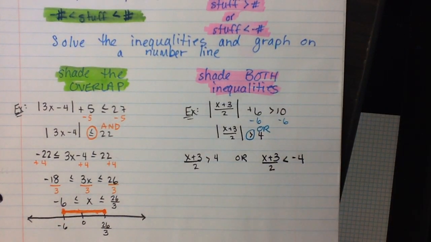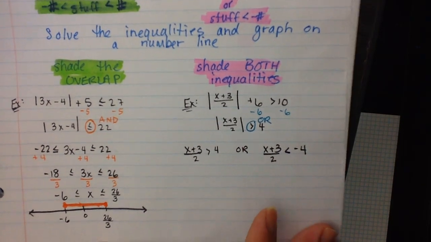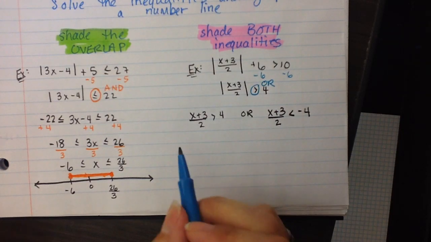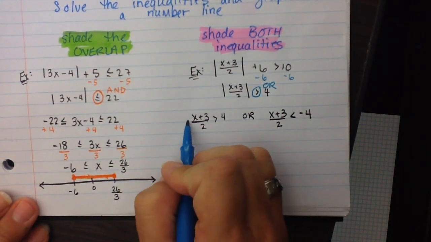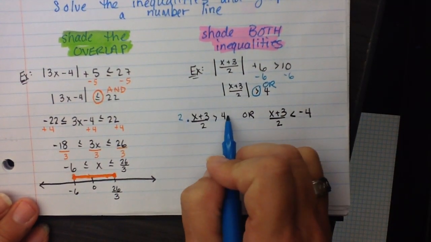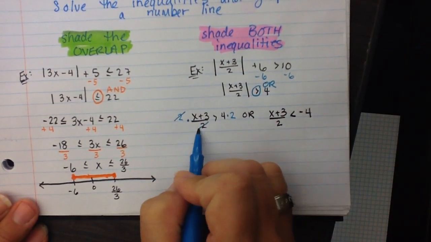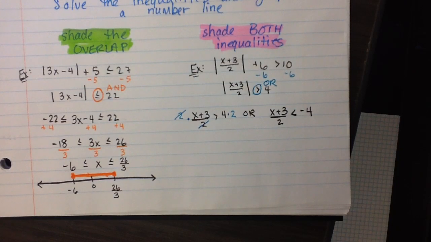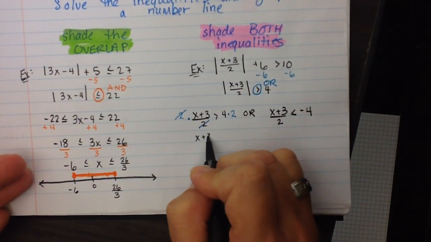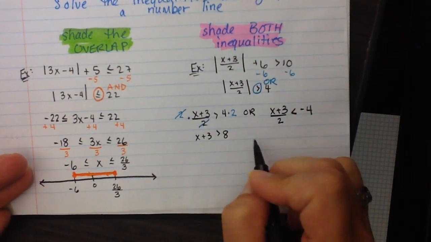Now I'm going to solve each of these inequalities. What you'll notice is that your steps will be the same, but the result you get might be different. So I will start by multiplying both sides by 2. And what that does is cancels the dividing by 2. So on the left side I have x plus 3, and then that's going to be greater than 8.